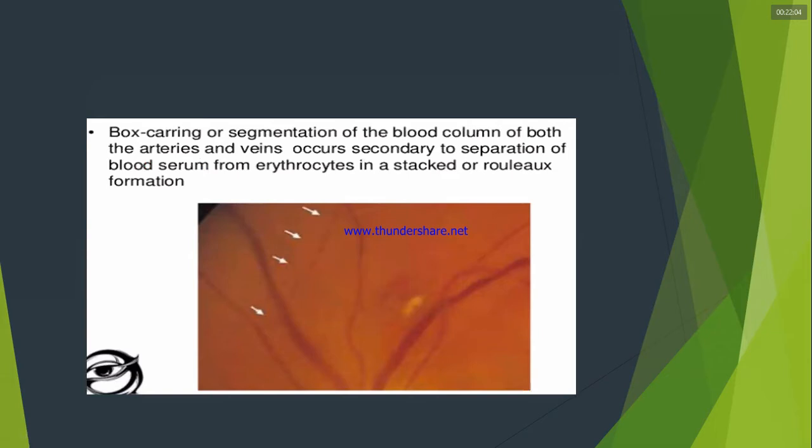So box carrying, or segmentation of the blood column of both the arteries and veins, occurs secondary to separation of blood serum from erythrocytes, the sludge or rouleaux formation. You can see these types of vessels when you do ophthalmoscopy, with these rouleaux-like formations over here, which is called box carrying.